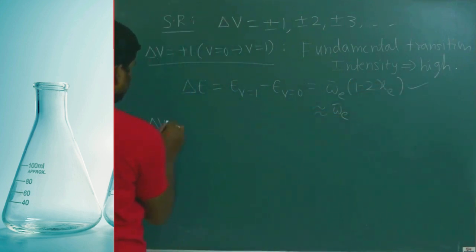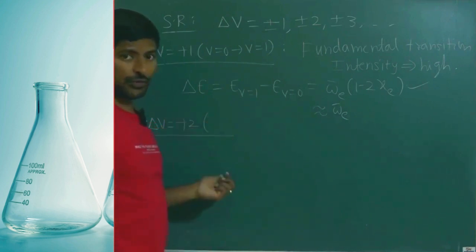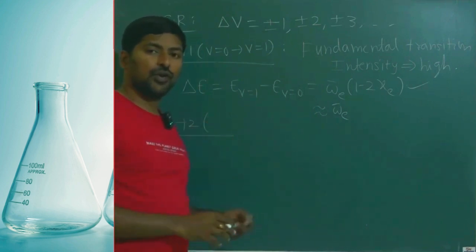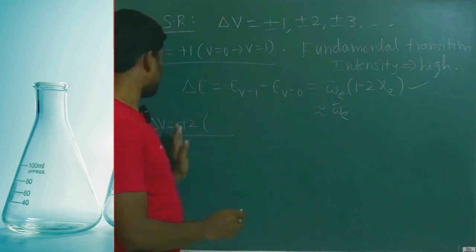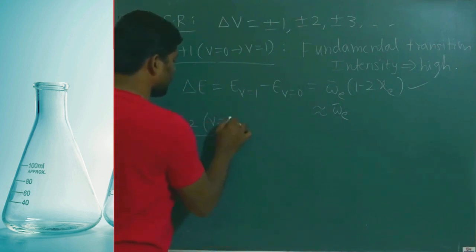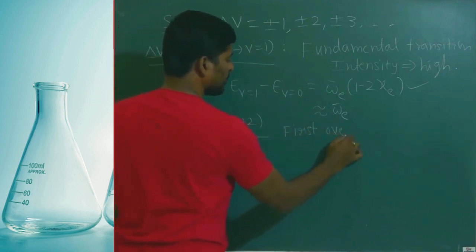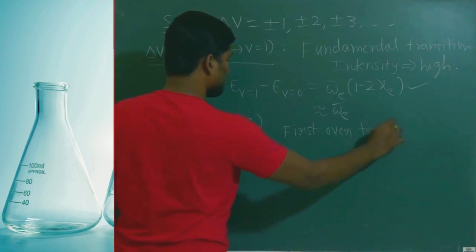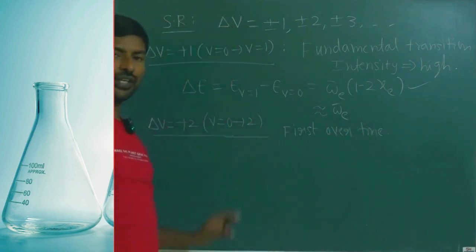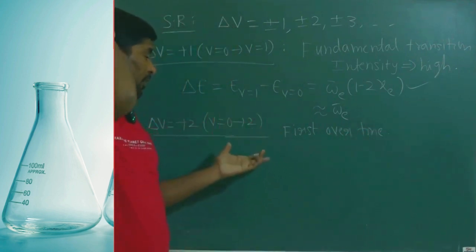Next one, delta V equal to plus 2 is also possible according to selection rules. Such transitions are called overtones. Here, directly I am taking V equal to 0 to 2. This is called the first overtone. If the transition takes place directly from 0 to 3, that is called the second overtone.